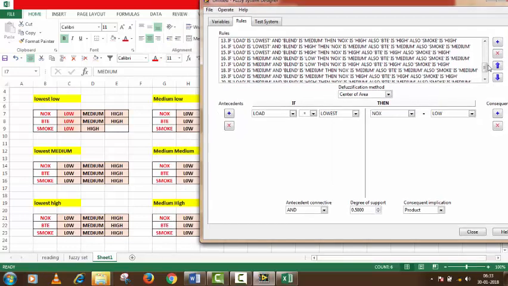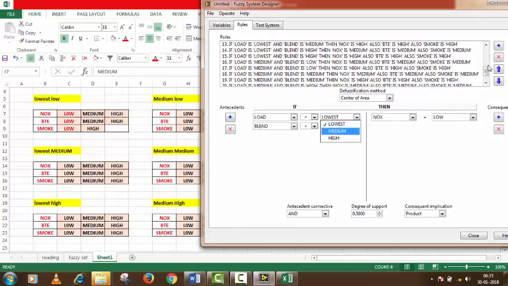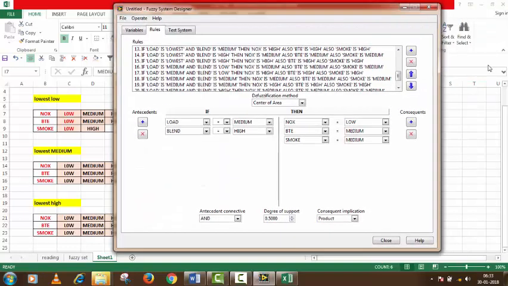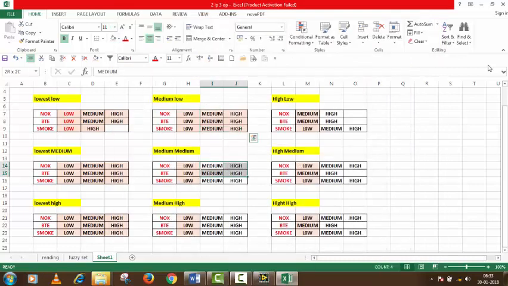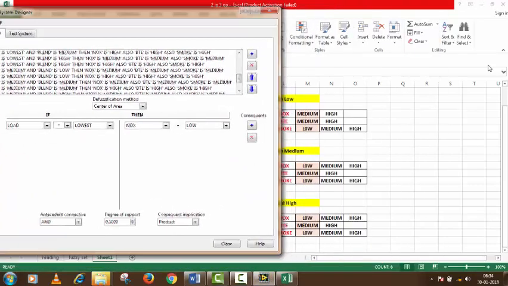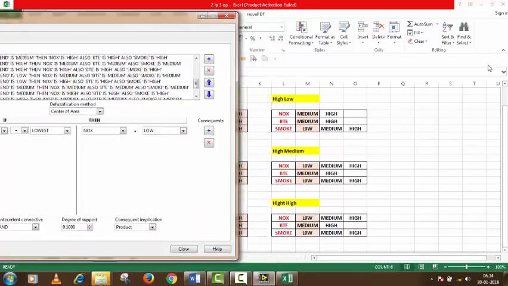Next, same combination, medium, high. So here what happens? NOx, BT, smoke is high. Am I correct? So high. So what happens? This is also over. So this is also over. Next, I have to fill this thing. This is already over. Next, what happens?